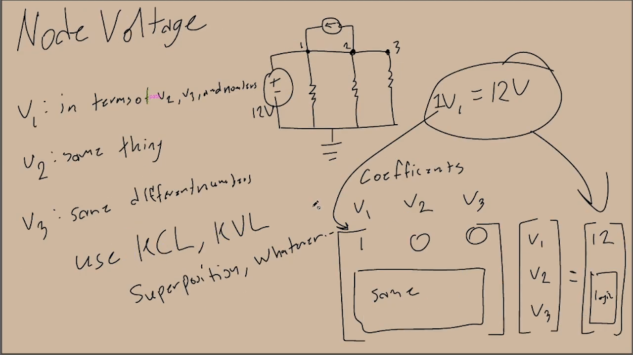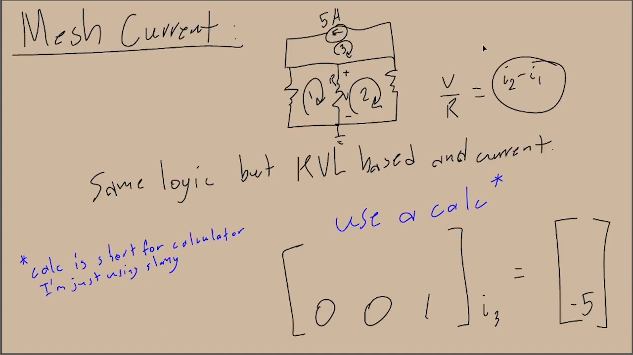Mesh currents and node voltage equations. Use the tools and find the voltages and currents with relation to each other. Throw them in a matrix, like so. I've never liked this one, so we're going to gently skip it.